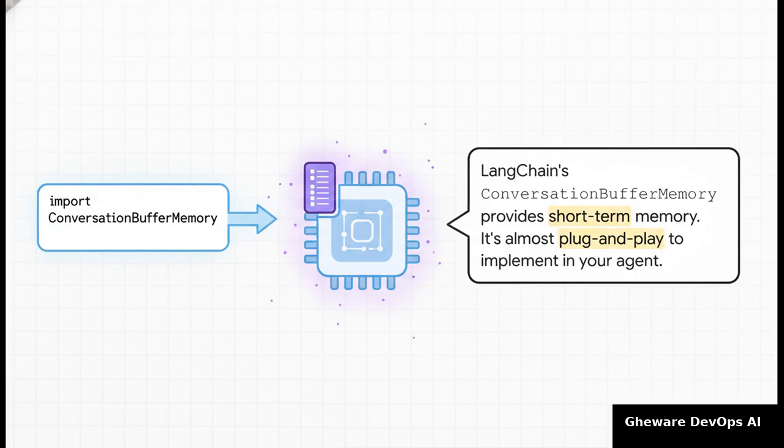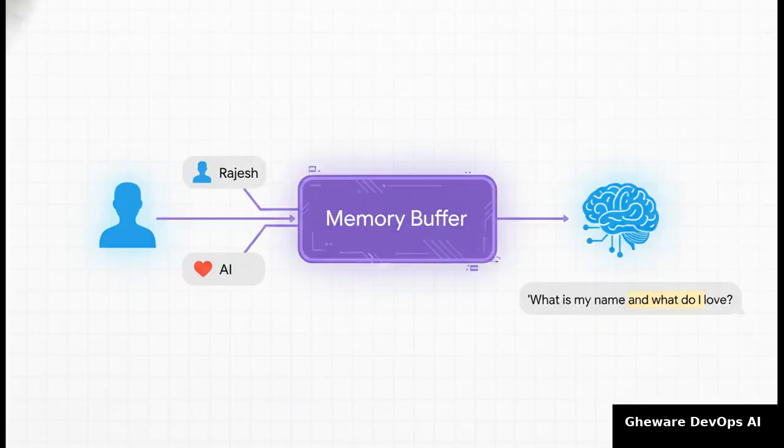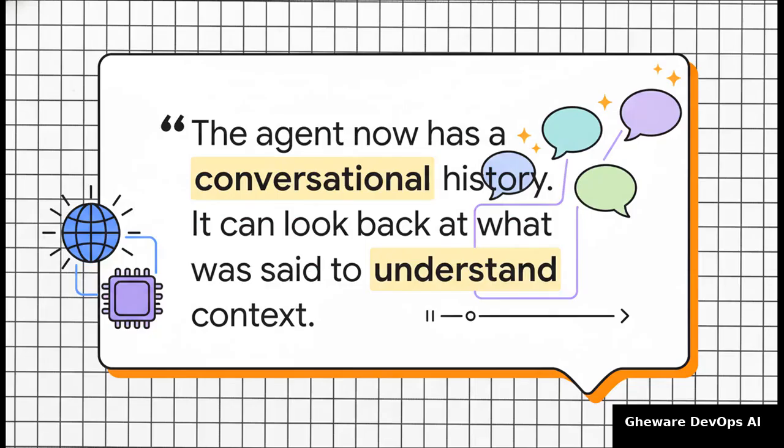We just import conversation buffer memory, create an instance of it, and then pass it as a parameter when we initialize our agent. It's pretty much plug and play. Okay, this is the magic moment. We're not just feeding it one piece of information, but two. We're setting up the context. Now the real question is, can it recall both of those facts in a follow-up question? Let's see. And there it is.